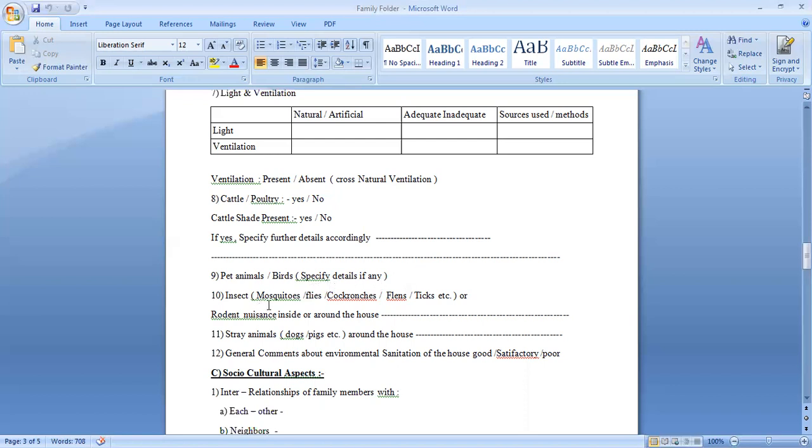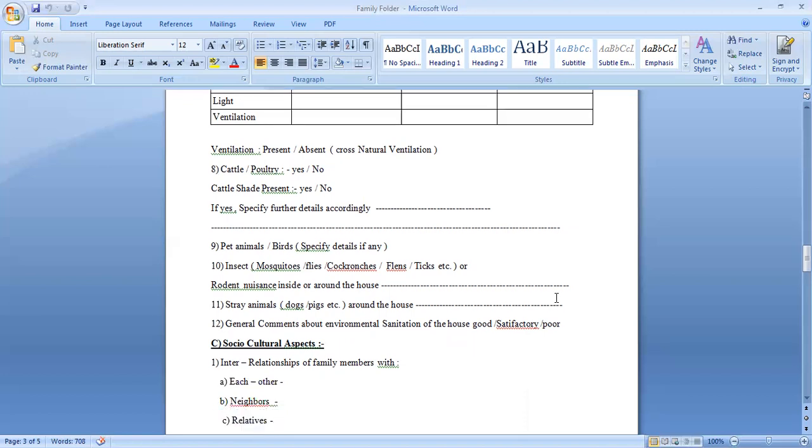Then whether insects are present like mosquitoes, flies, cockroaches, bed bugs, etc. And rodents, whether rodents are there inside or around the house, that is, whether the rodent nuisance is present or not. Then stray animals like dogs, pigs, etc., whether they are roaming here and there around the house.